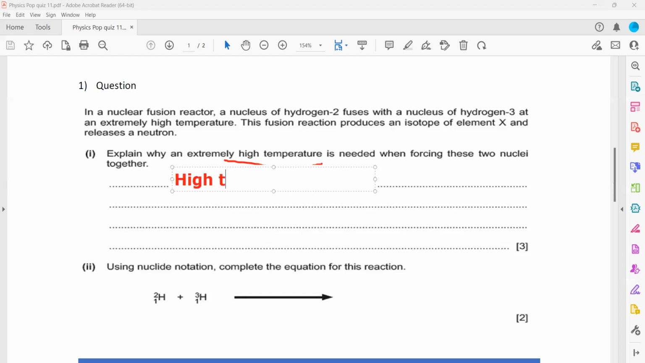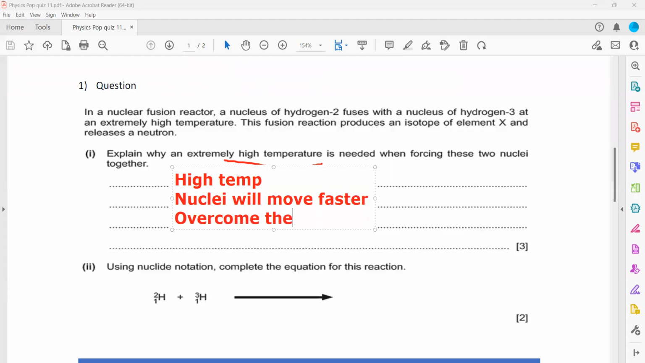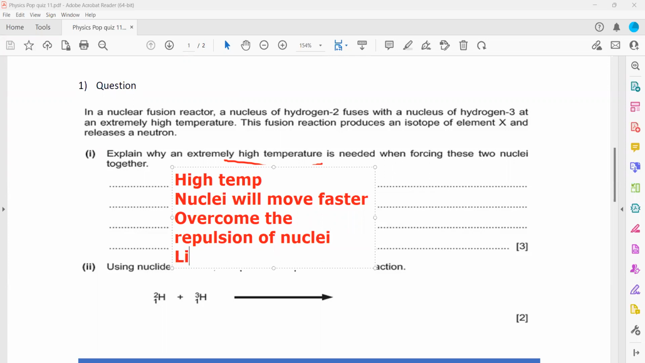So high temperature, the nuclei will move faster and they can overcome the repulsion of nuclei because the like charges repel. Like, identical charges or same type of charges, they will repel each other.